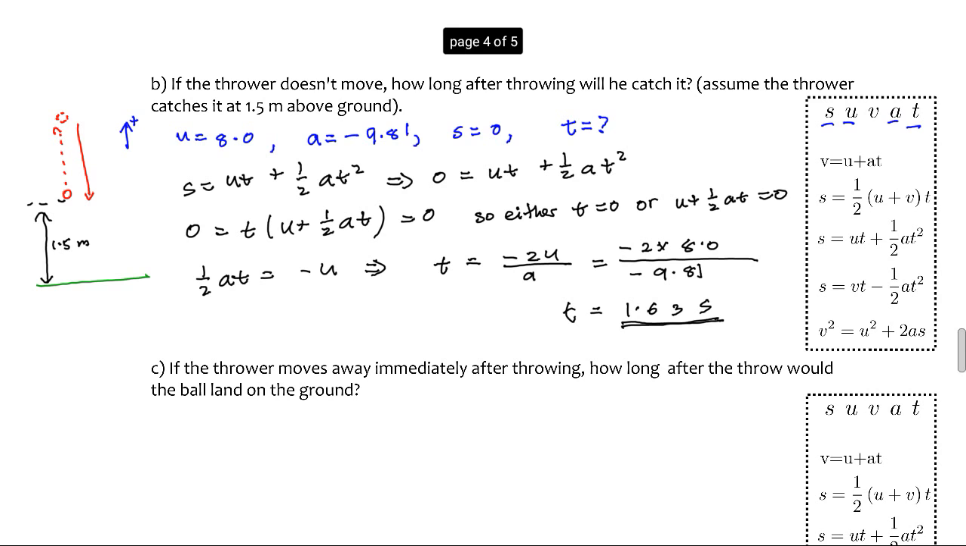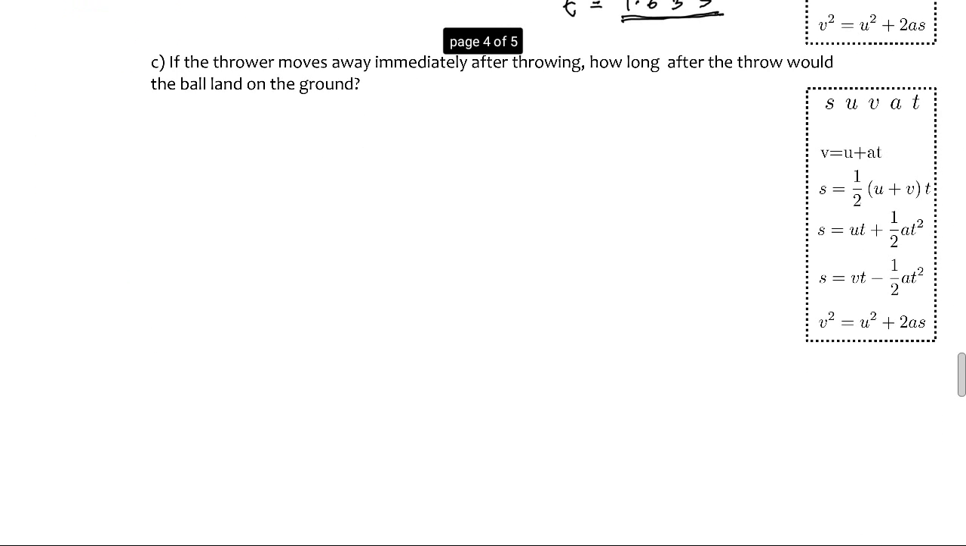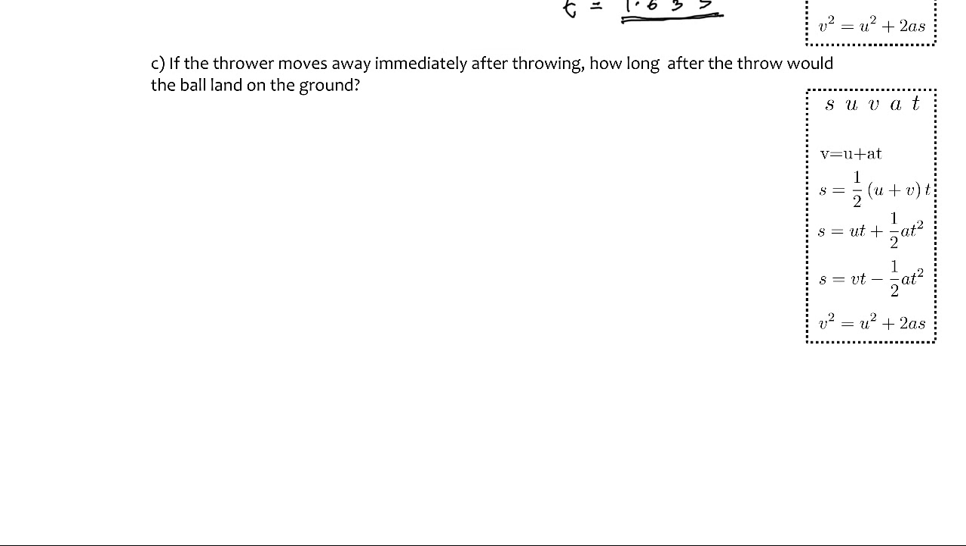Now, the next part says if the thrower moves away immediately after throwing. So the thrower doesn't try to catch the ball, it just falls to the ground. And in this case, how long does the ball take to fall to the ground? So once again, we'll draw a diagram. So you have the ground, and the ball is thrown up from a height of 1.5 meters.